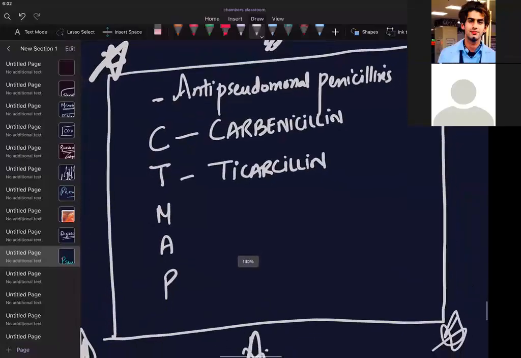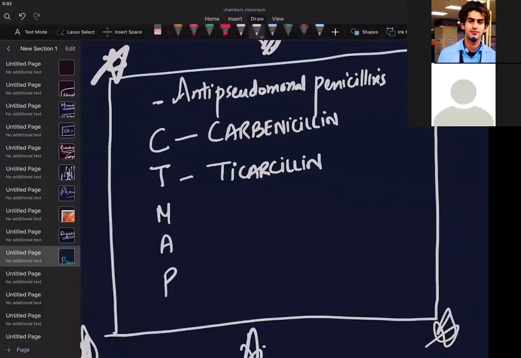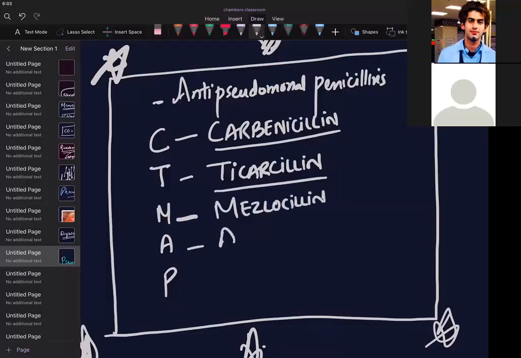CTMAP is anti-pseudomonal penicillins, the penicillins which will be effective against Pseudomonas. So you can use these penicillins for Pseudomonas: ticarcillin, carbenicillin, mezlocillin, A for azlocillin. I will be teaching the pharmacology students soon about these antimicrobials. Don't worry, in pharmacology we are going to start with that. And piperacillin.